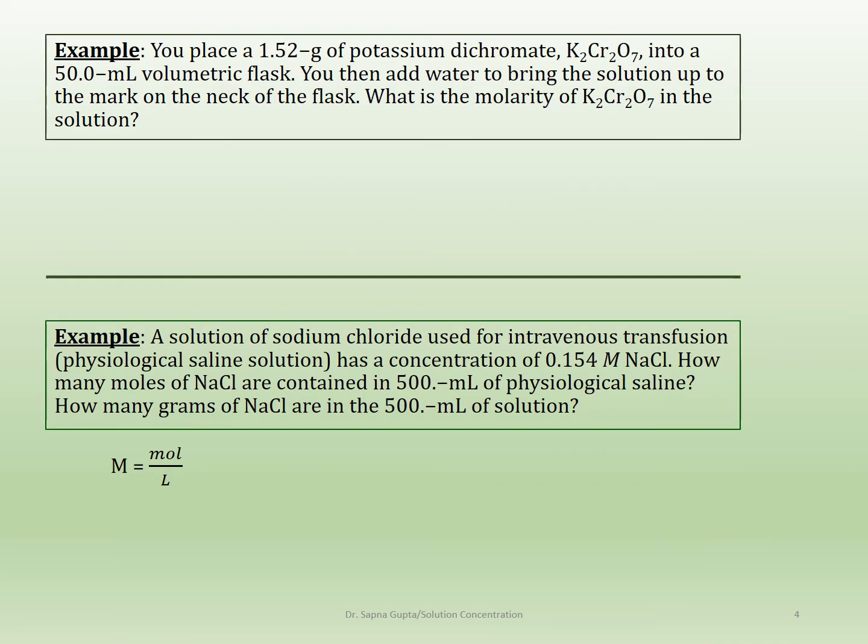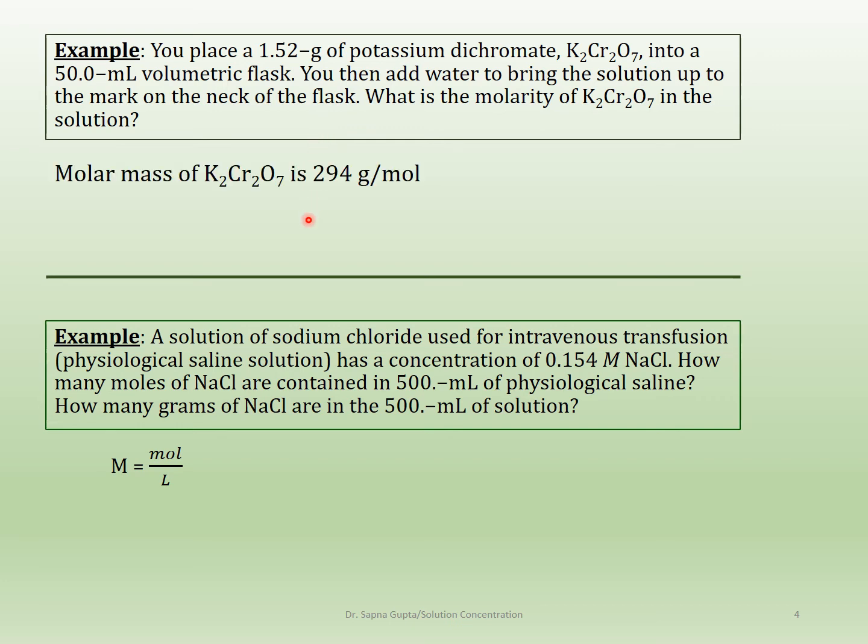So let's work on a couple of problems for molarity. The first one is a straightforward one. If you place 1.52 grams of potassium dichromate in a 50 milliliter volumetric flask, and then you add water enough to bring it to the neck of the flask, then what is the molarity of potassium dichromate? So you already have 50 milliliters of water in there, which you will convert to liters. And then you have grams of potassium dichromate given to you, which you will convert to moles.